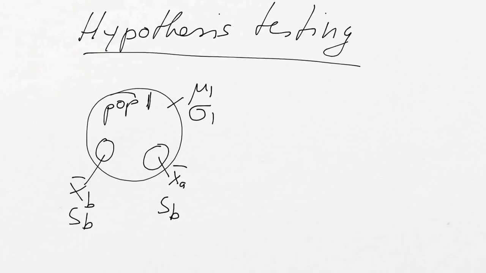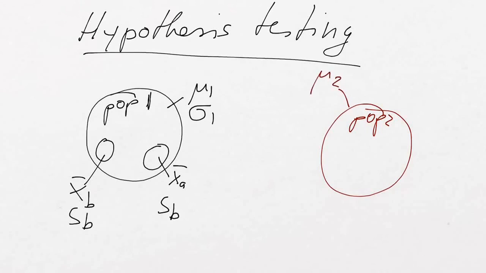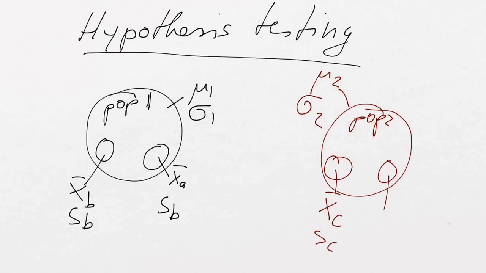Now I can take a second population. So that's my pop2. And again, this pop2 is characterized by the parameters, and I can take samples of that. So here that would be x bar c, standard deviation c, x bar d, standard deviation d. Nothing really that makes your juices flow.